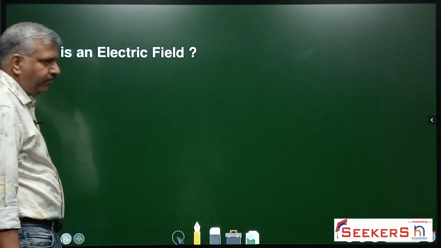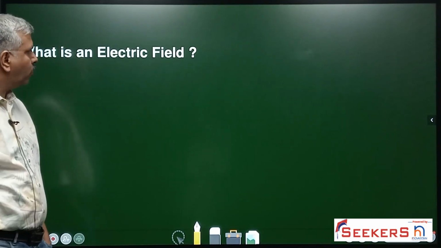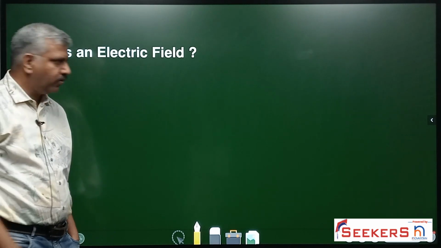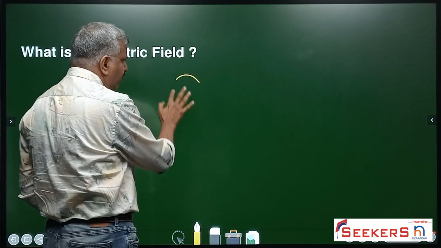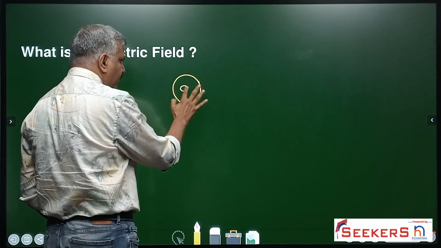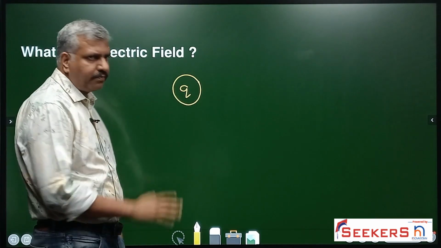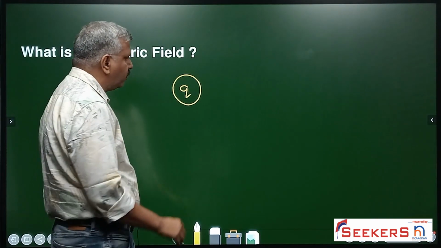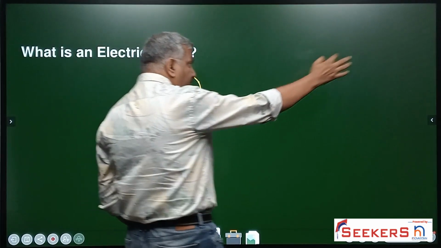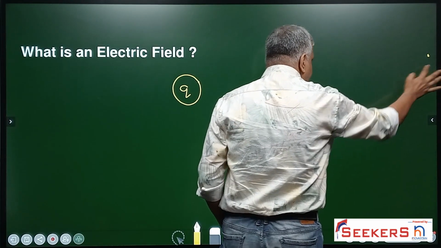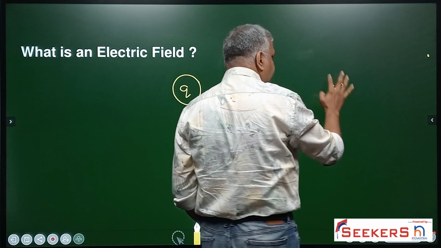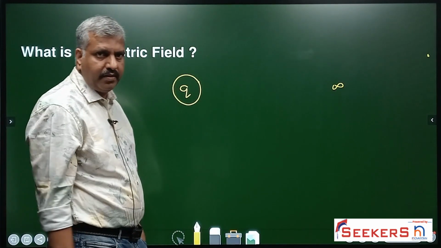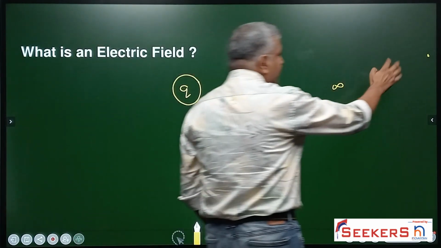Now in this video I will explain to you what an electric field is. Suppose there is a charge here, let us say some positive charge. Now if I keep a second charge here such that the distance between them is very large, infinite, then what will be the force on this charge?